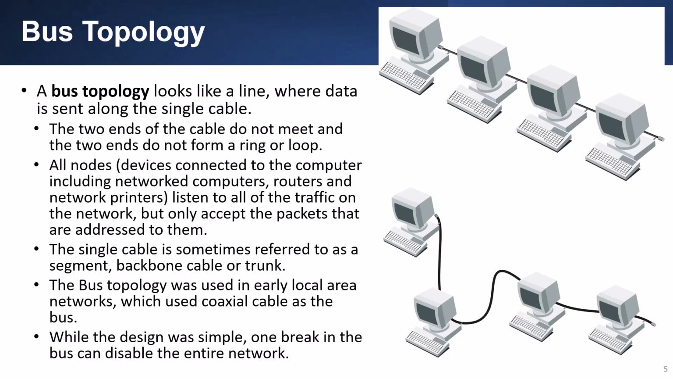The single cable is sometimes referred to as a segment, backbone cable, or trunk. The bus topology was used in early local area networks, which used coaxial cable as the bus. While the design was simple, one break in the bus can disable the entire network.